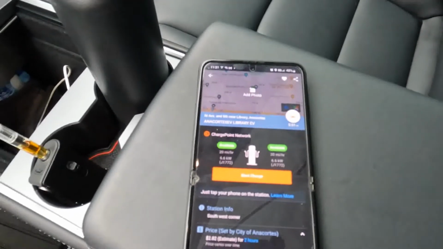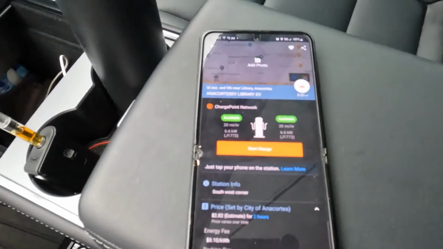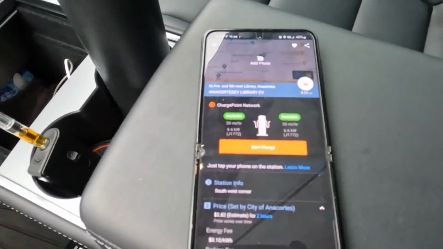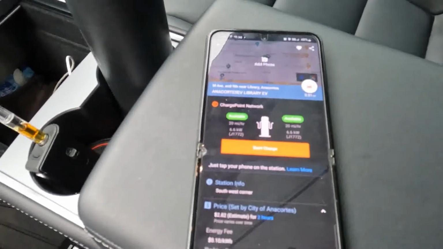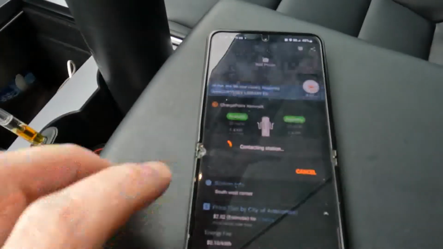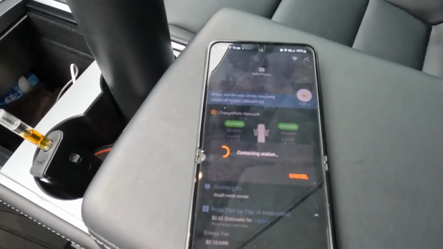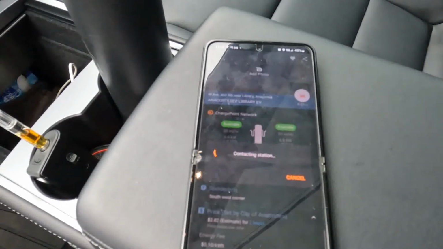All right, folks, so I opened up the ChargePoint app. The app is pretty handy. It uses GPS. It recognized where I was at. It asked me, do you want to start charging at this charger? And I'm going to say yes, start charge. It's connecting to station. And hopefully this doesn't take forever.